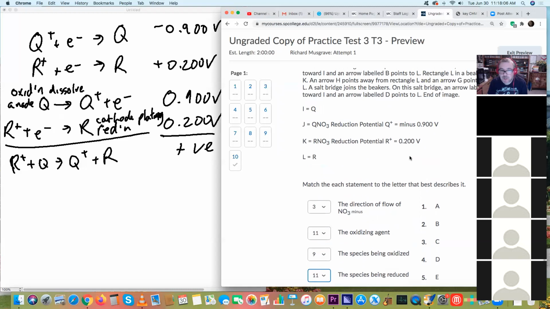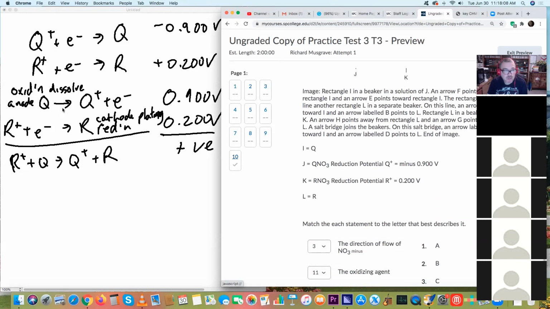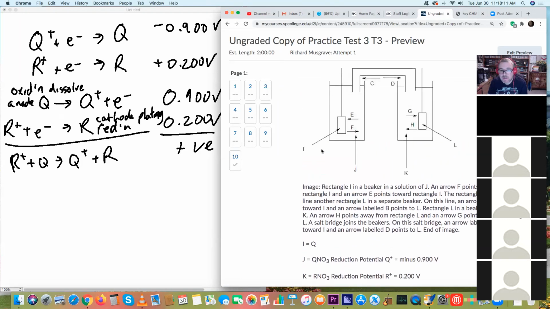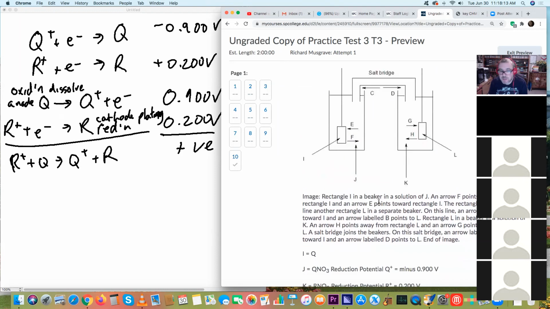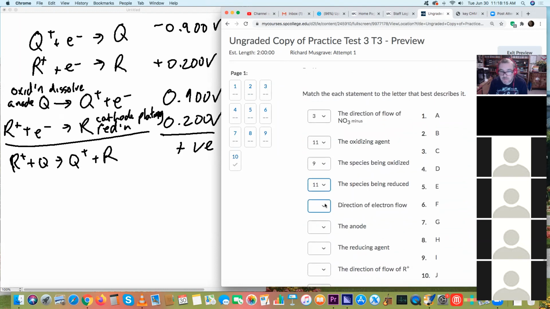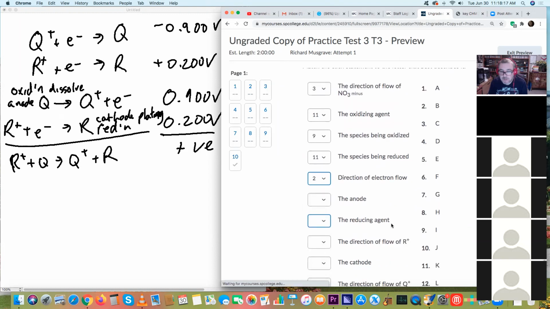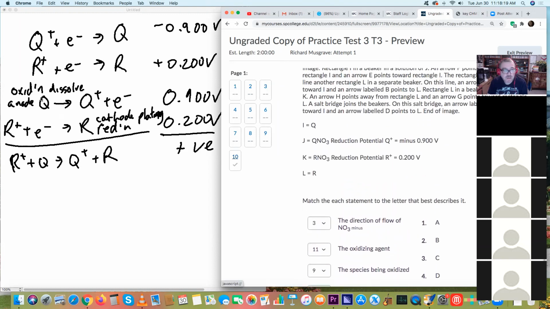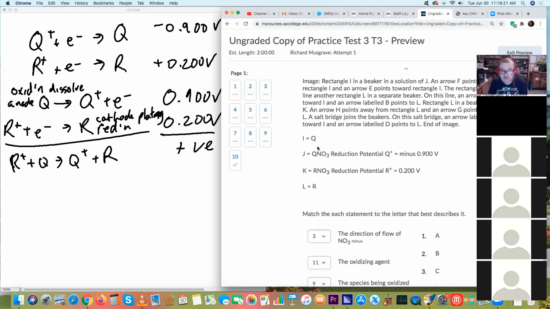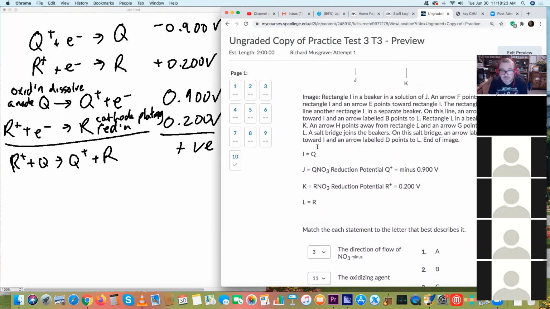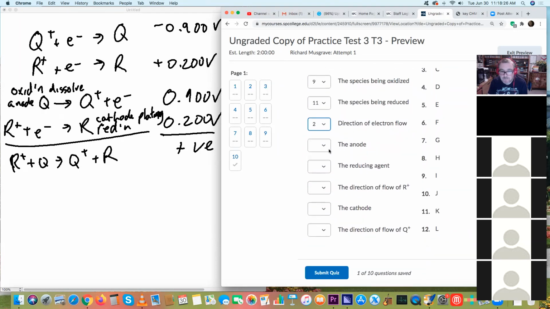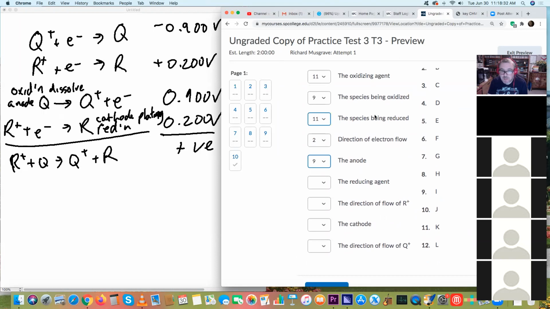Direction of electron flow. Well, the electrons are flowing from the Q side to the R side, which means it's going to be direction B. That's number 2. The anode, that's where oxidation is occurring. That's going to be I. The reducing agent, well, that's the same as the species being oxidized, so that's number 9. See? You just make them the same.